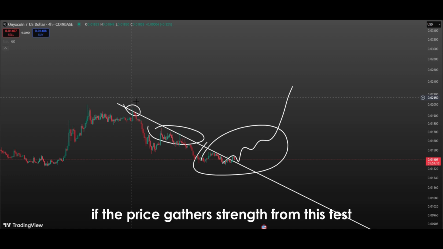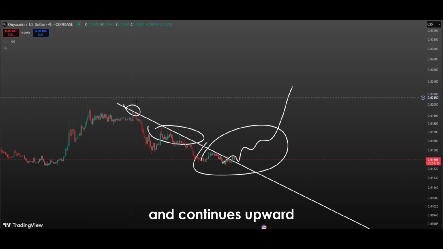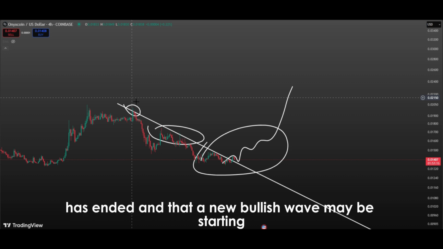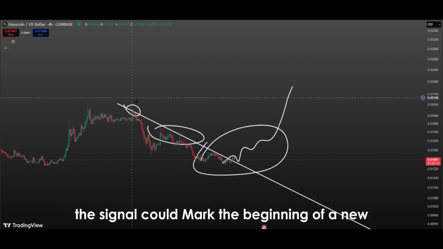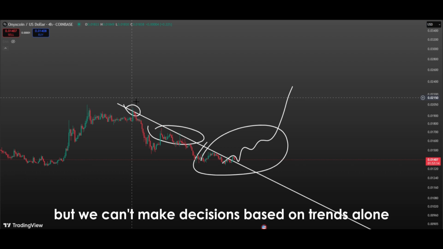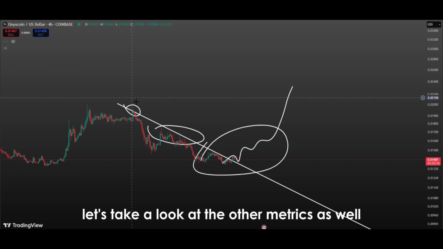If the price gathers strength from this test and continues upward, it produces a strong signal that the downtrend has ended and that a new bullish wave may be starting. This signal could mark the beginning of a new opportunity phase for investors. But we can't make decisions based on trends alone. Let's take a look at the other metrics as well.